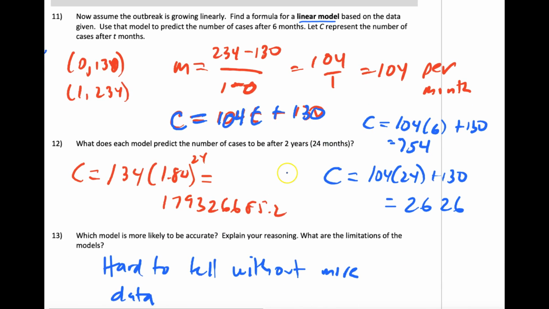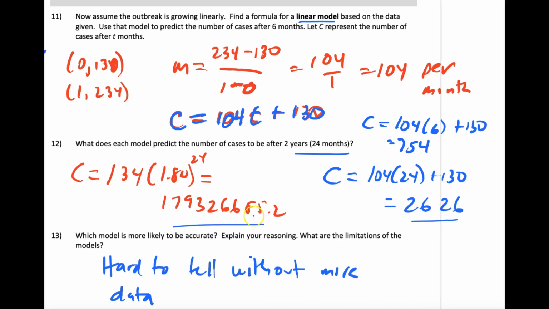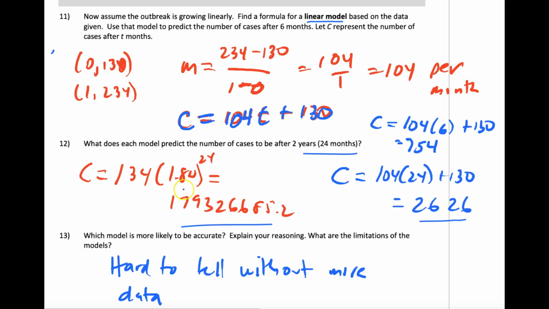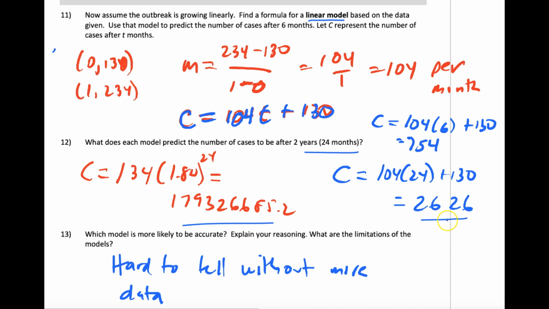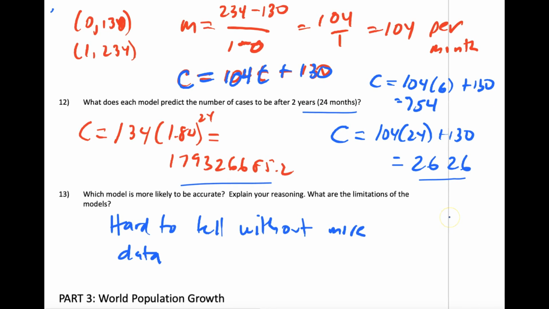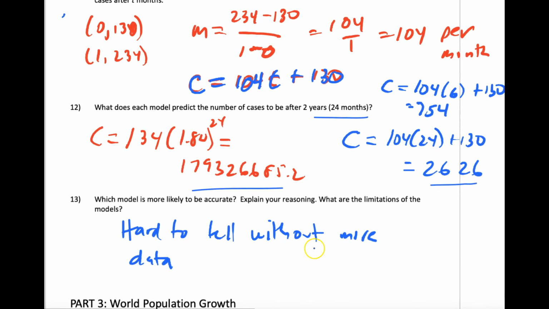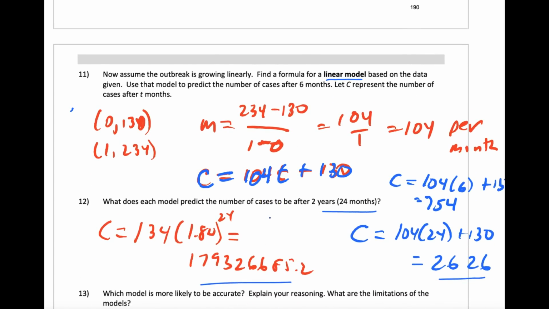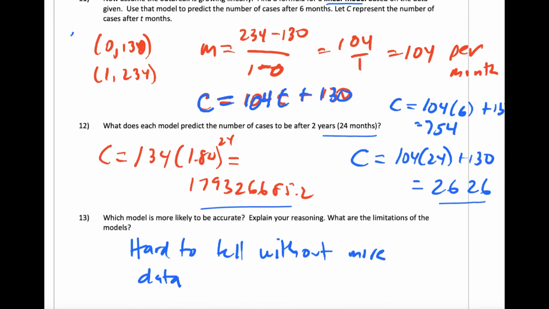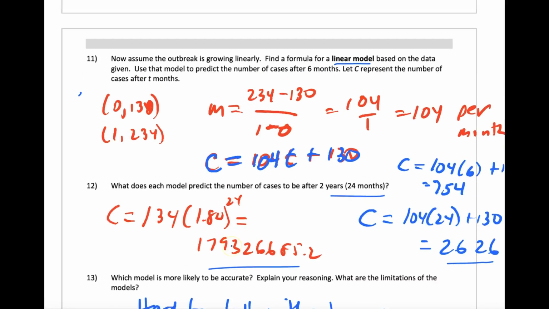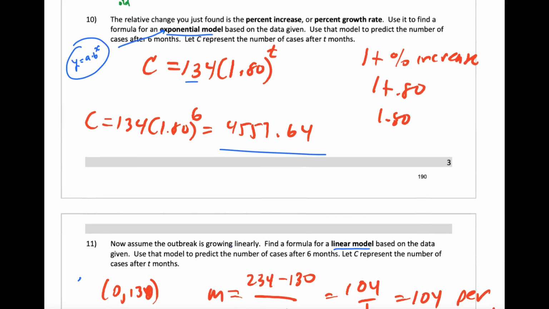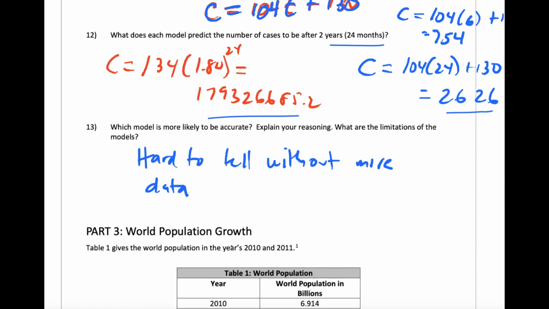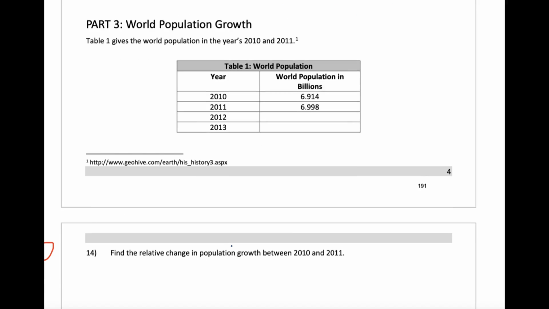What would each model predict after 2 years? You can see you have way different values here. This giant number, 179 million after 2 years if it's an 80% growth rate, versus 2,626. Again, which model would people use to predict, exponential or linear? It's kind of tough. We need more data. We only have 2 data points. It would have been nice to have a third data point for us to determine that.